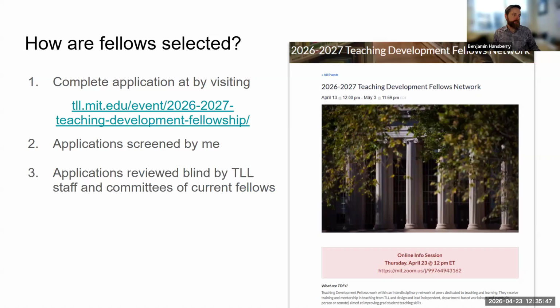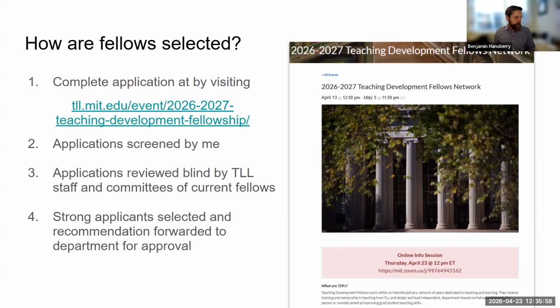And then those applications are blind reviewed by TLL staff and committees of current TDFs. So the review process is a blind one. Strong applicants are then selected, and then a recommendation is forwarded to the departments for approval, right? So I said on the previous slide that that $2,100 in fellowship funding comes from departments.